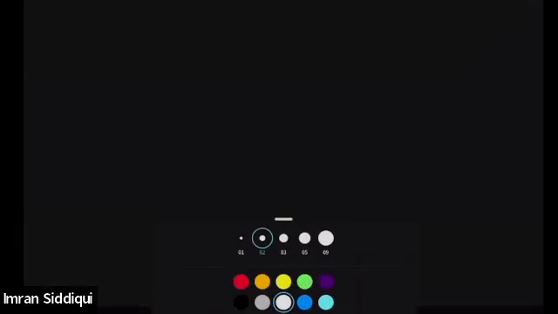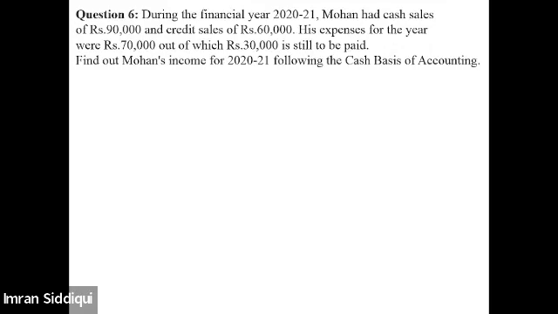So let me solve this question for you. Even though the question is asking us to find out Mohan's income for the year 2021 following the cash basis accounting, we'll do this question from both the approaches. First of all, let's try solving it with the first approach, the cash basis accounting.